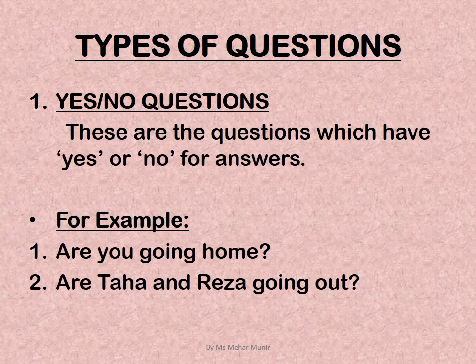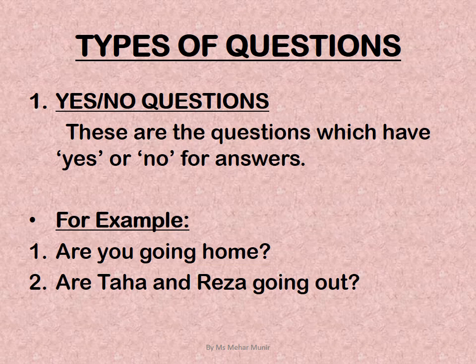For example, are you going home? If I am asking you, are you going home? Of course you will answer me either yes or no. That means I am asking you a yes no question. Example number 2, are Taha and Reza going out? This is again a question which you will answer in the form of no or yes.